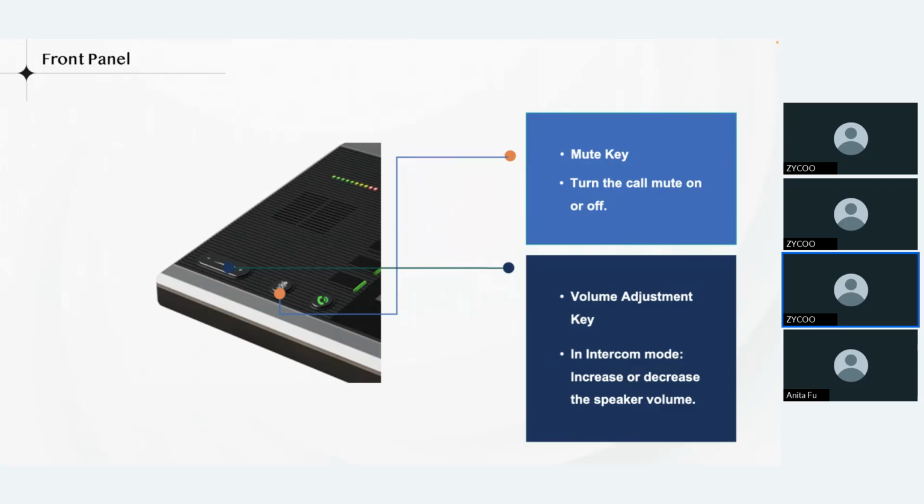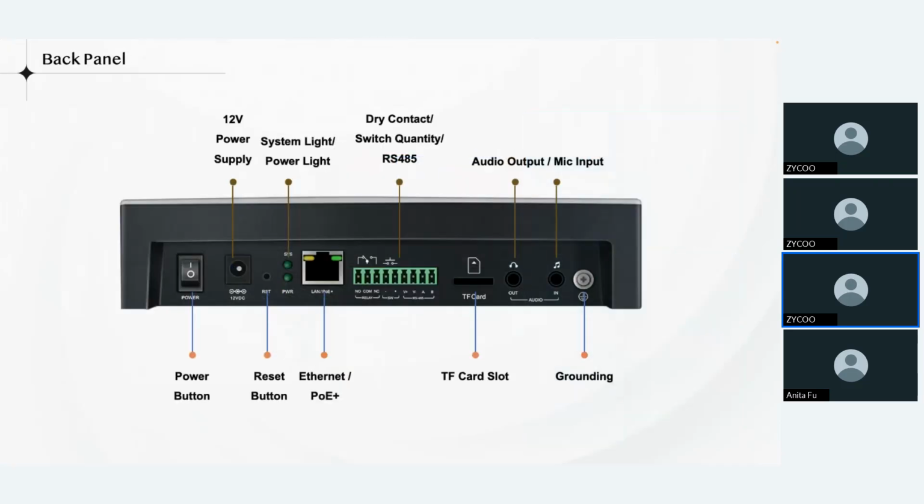Okay, let's move on to the back panel of the M100. You will see several important interfaces on the back of the M100. The first one is the power button, and you will also see the 12 volts DC power input for backup or non-PoE installations. And you will also find the interfaces for reset, and you will see the system light and power light to show the status of the device.